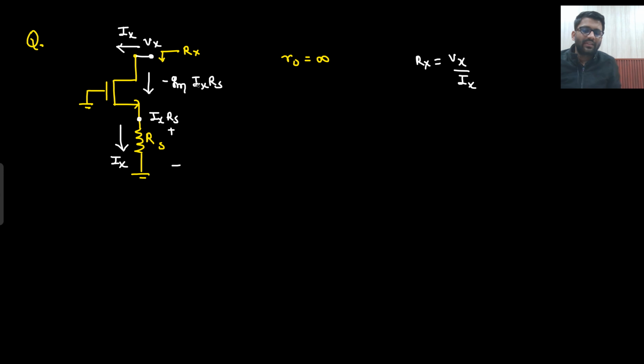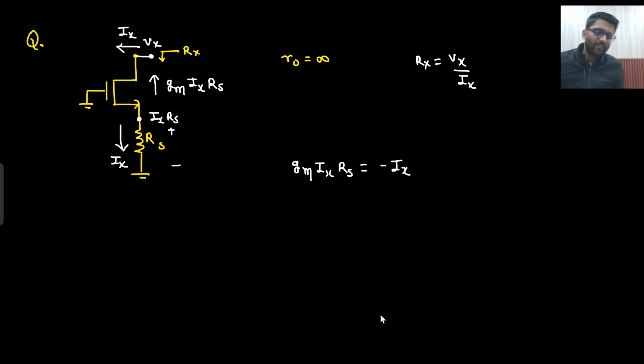Did you understand this point? Or you can write down the current in upward direction as well. What will be the current? From Ix Rs you are going towards 0. So what will be the current? Gm into Ix into Rs. So from here what you are getting to know is that Gm into Ix into Rs is coming out to be equal to minus Ix. Say yes or no? Gm into Ix into Rs is coming out to be minus Ix. So from here what you can see, (Gm Rs plus 1) into Ix is equal to 0. So from here you get to know that Ix has to be 0.